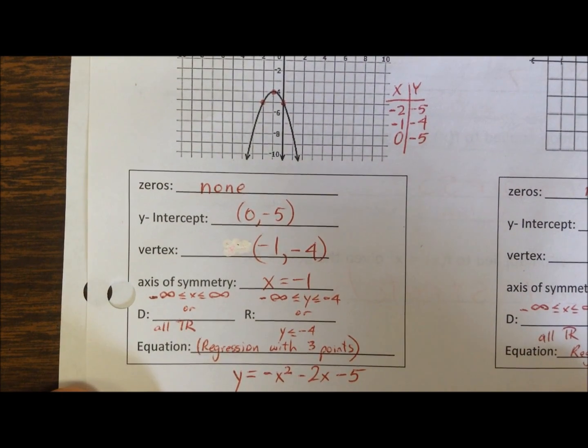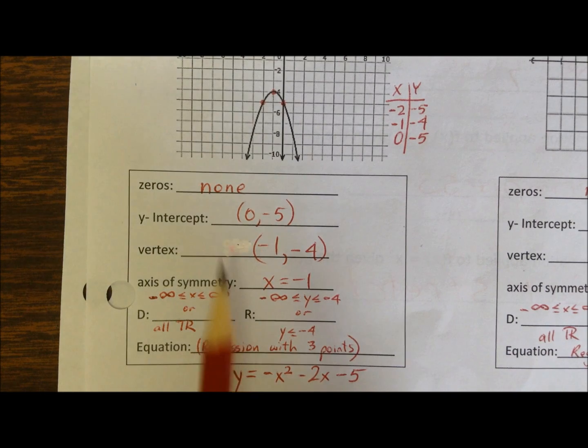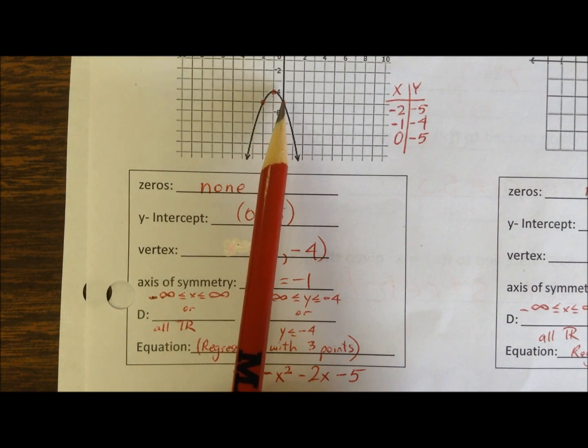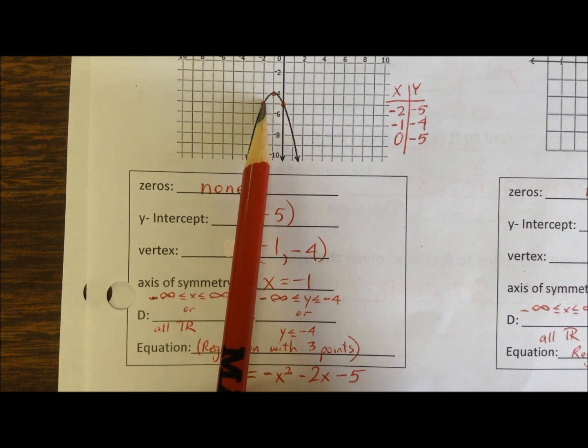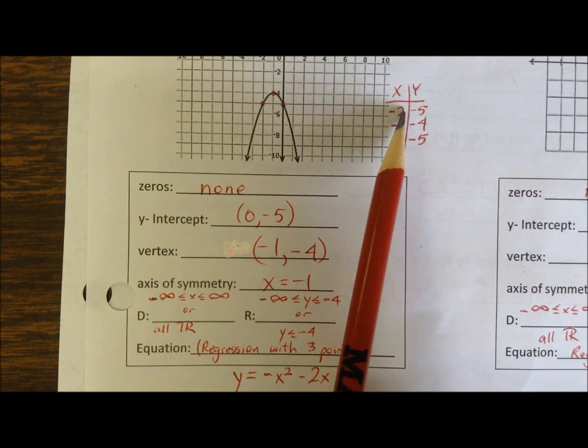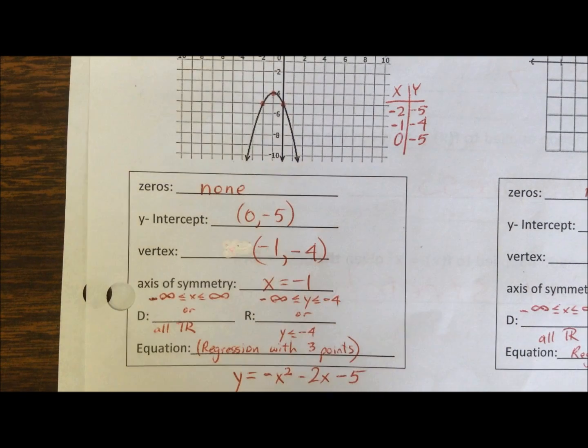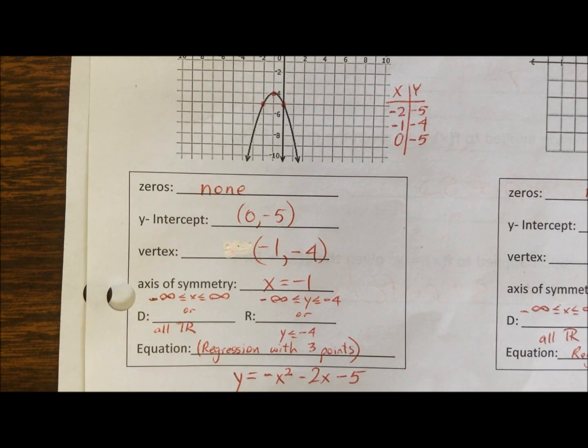And we find the equation by doing a calculator regression. Remember, we have to have 3 points. So what I did was I reflected the y-intercept to get this point. I have 3 distinct points. I do my calculator regression. I can do that real fast, I think.